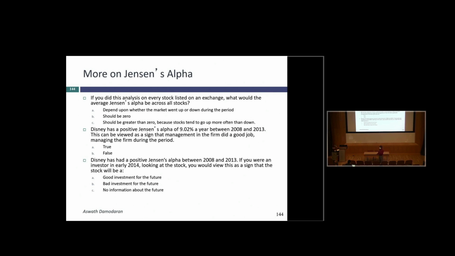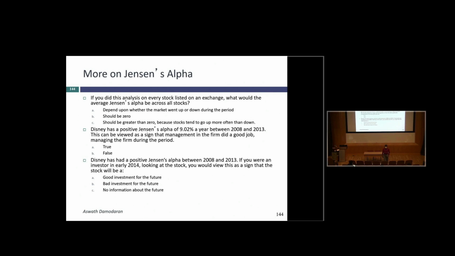So when you look at Jensen's alpha, even if it's a small positive number for your stock, celebrate. You're on the right side of the divide, right? Because about half of all stocks should have negative Jensen's alphas. Any questions on Jensen's alpha and why it should be roughly 0 across all stocks?